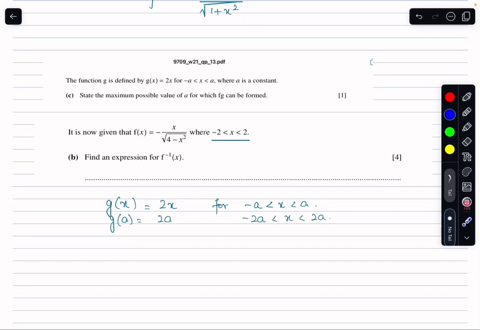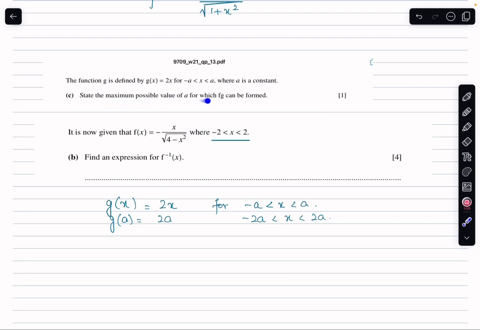So the C part of the question says that the function g is defined by g(x) = 2x, and the domain has been given as negative a less than x less than a. A is a constant. State the maximum possible value of a for which the composite function fg can be formed. So we know that the function f was given as negative x over under root 4 minus x², and the domain was negative 2 less than x less than 2.